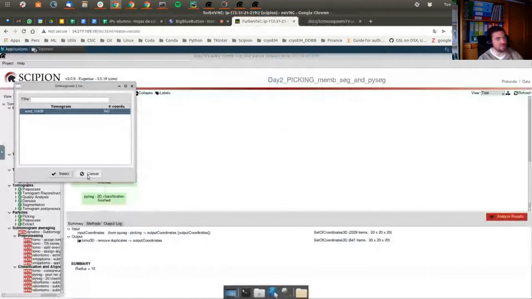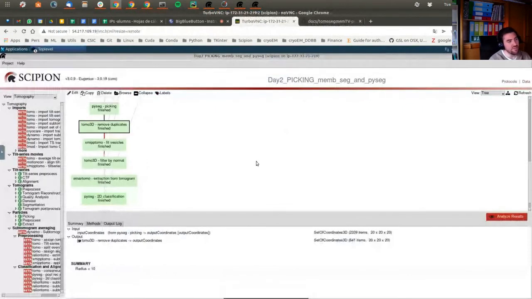At this point, we are going to carry out two filtering operations, which will be performed before the 2D classification, which is the final step of today. So we're going to filter by normal.